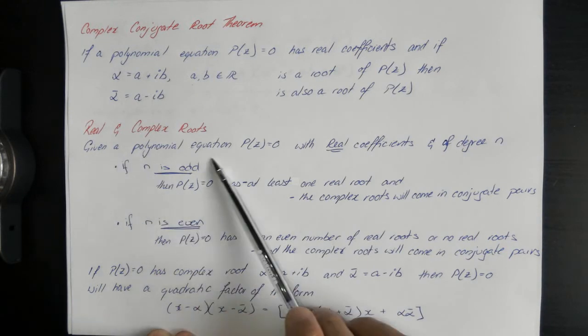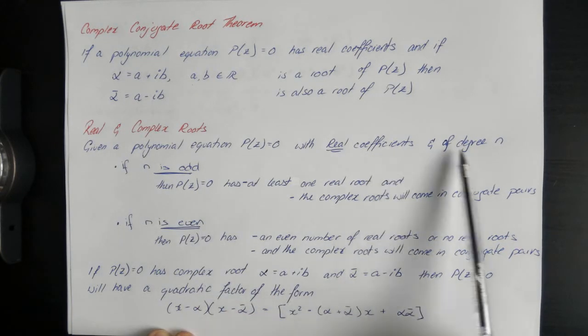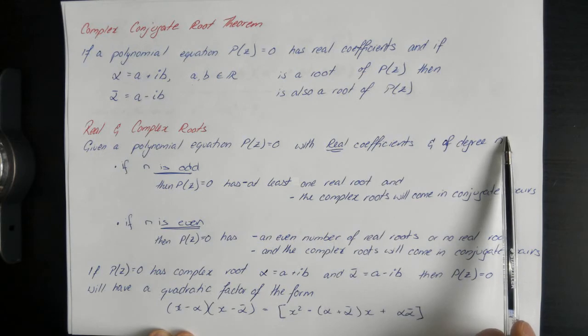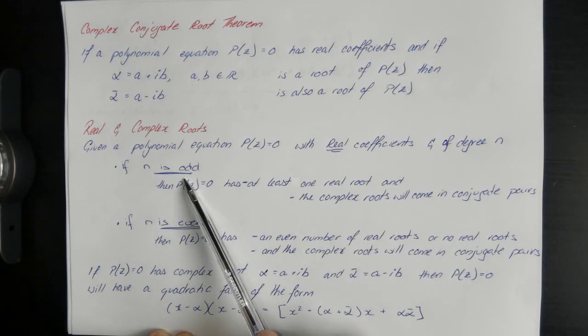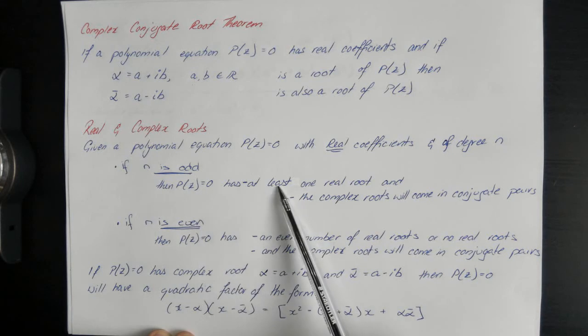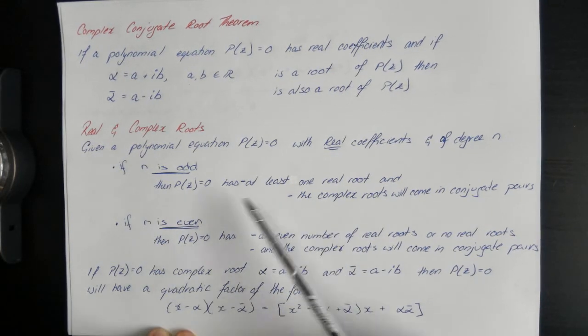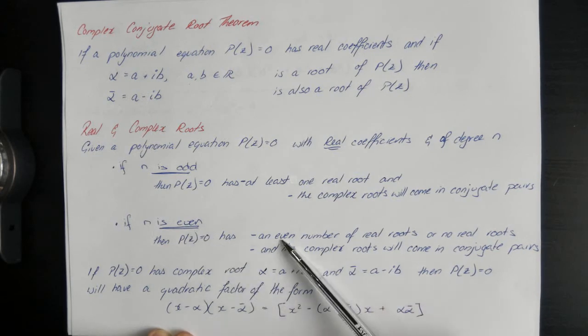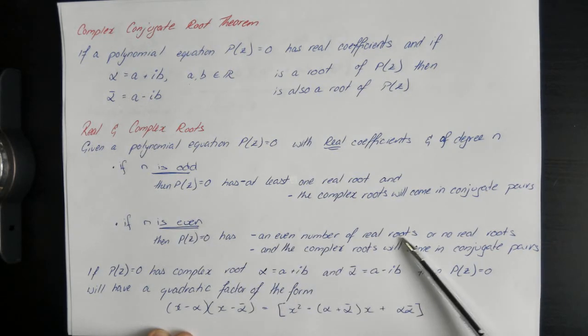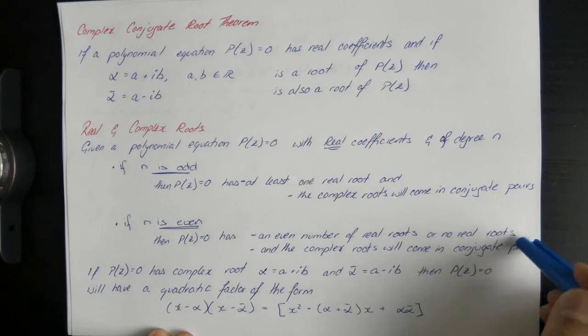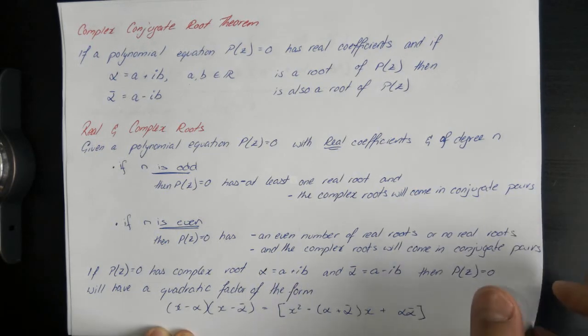If you have a given polynomial with real coefficients and a degree of n, and the highest degree of that polynomial is odd, then p of z equals 0 will have at least one real root, and the complex roots will come in conjugate pairs. If the degree is even, then it will have an even number of real roots, or no real roots, and the complex roots will also come in conjugate pairs.